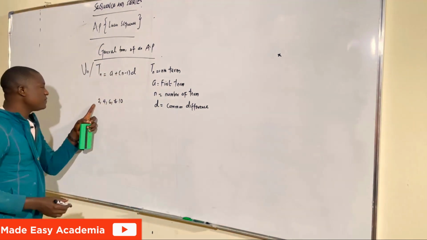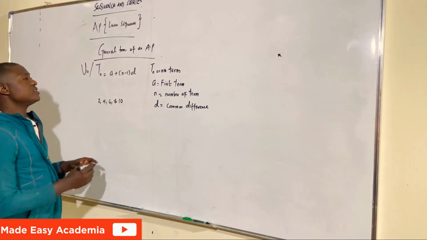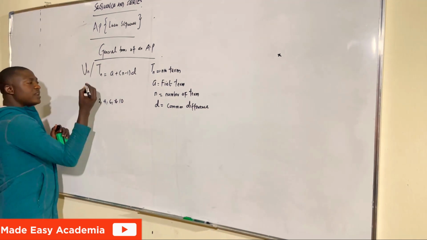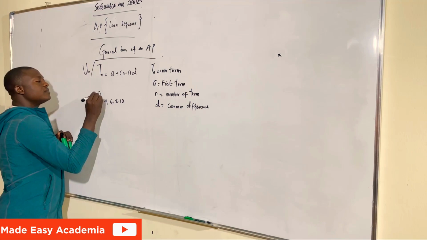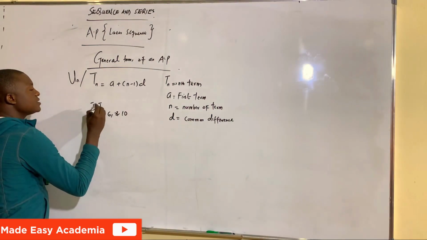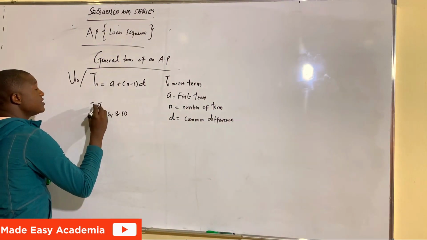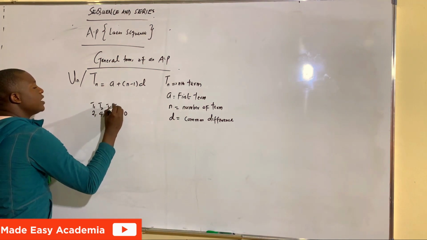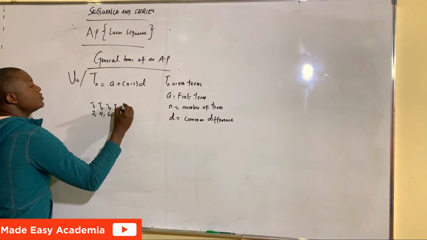For example, I have 2, 4, 6, 8, 10. So I want to explain all this one after the other. If I label them, this is going to be my first term. This is going to be my second term. This is going to be my third term. Here is going to be my fourth term, and this is going to be my fifth term.